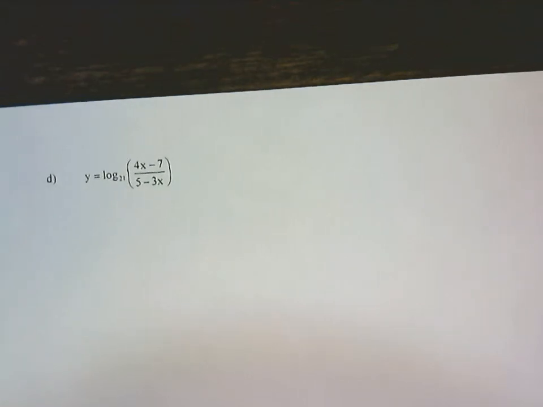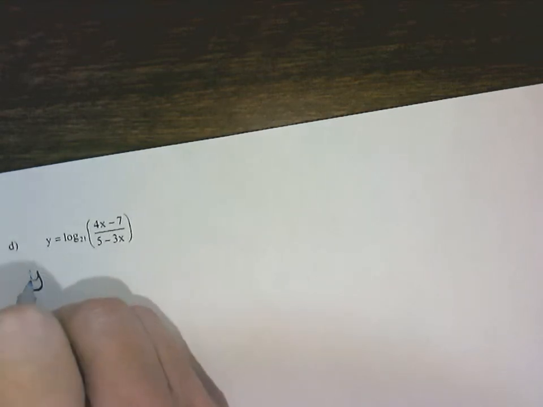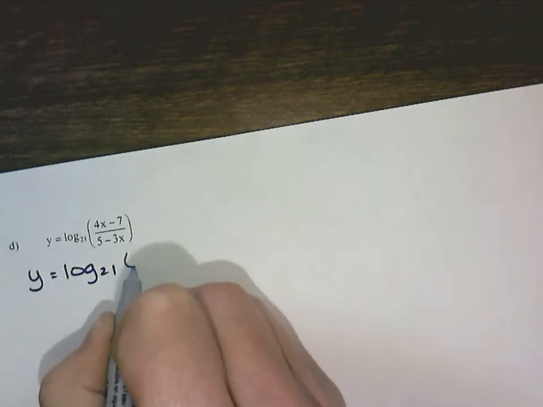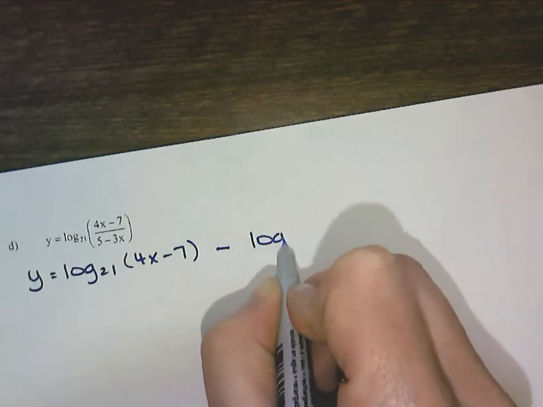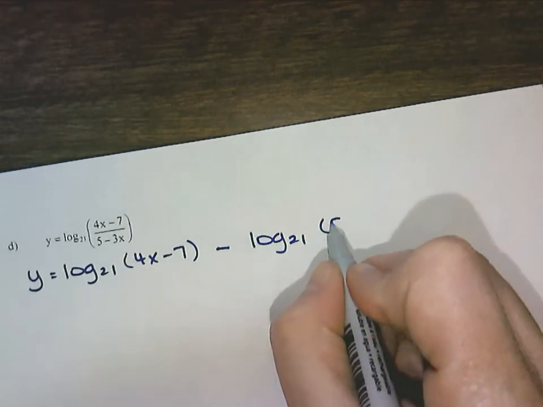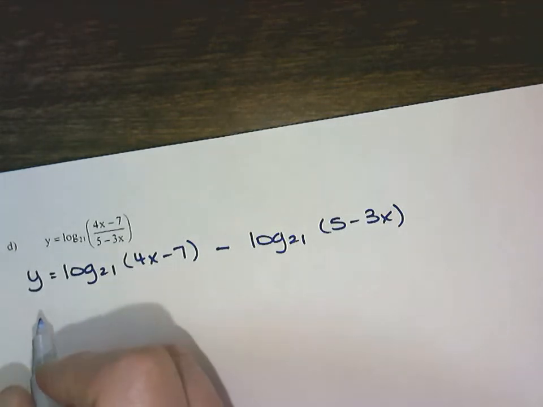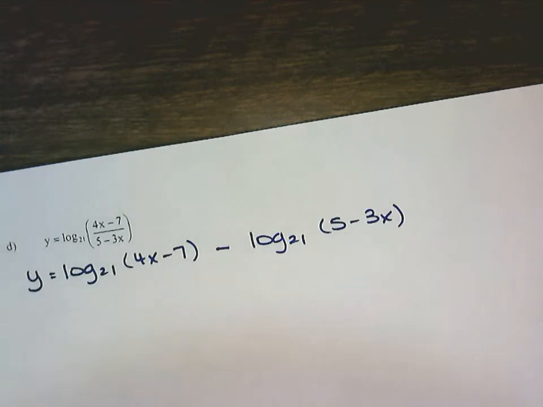Okay, let's look at example D, where we have log base 21 and then we have a quotient. I don't really want to use it like that, so I'm actually going to rewrite this using some log rules. So I'm going to do log base 21 of 4x minus 7, and I'm going to subtract log base 21 of 5 minus 3x. Well, I'm going to do the derivative of this minus the derivative of that, and I'm going to use the shortcut that I've just learned.